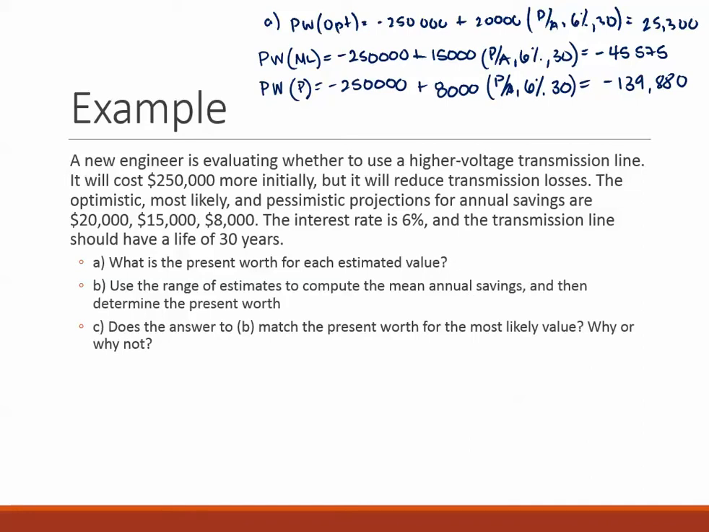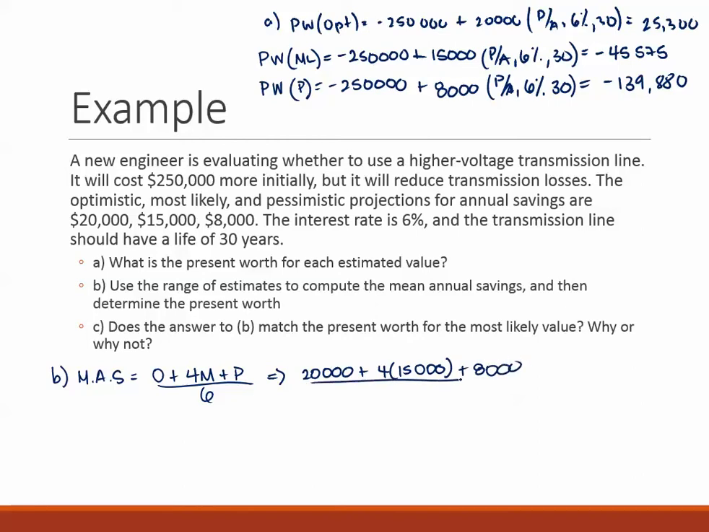So what we're going to do now is use the range of estimates to compute the mean annual savings. So for B, the mean annual savings is equal to, let's remember, the optimistic plus 4 times the most likely plus the pessimistic, divided by 6. So this is equal to the 20,000 plus 4 times the 15,000 plus the 8,000. All of it is divided by 6, which gives me 14,667.